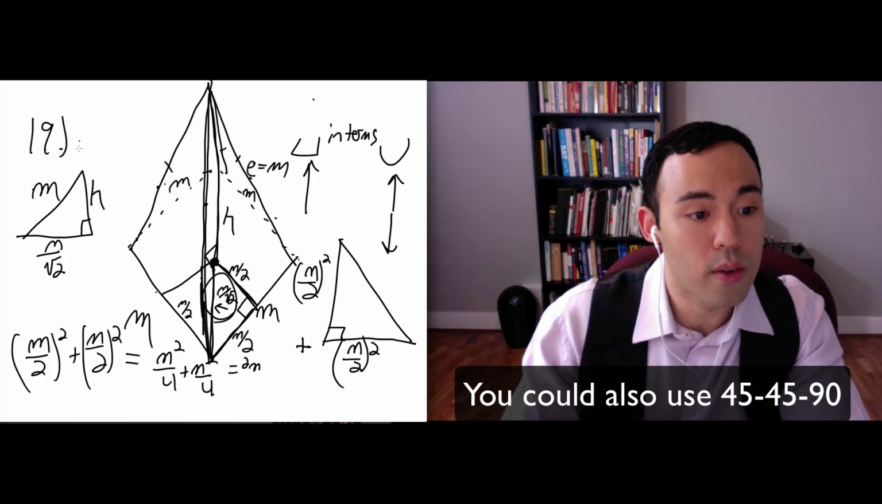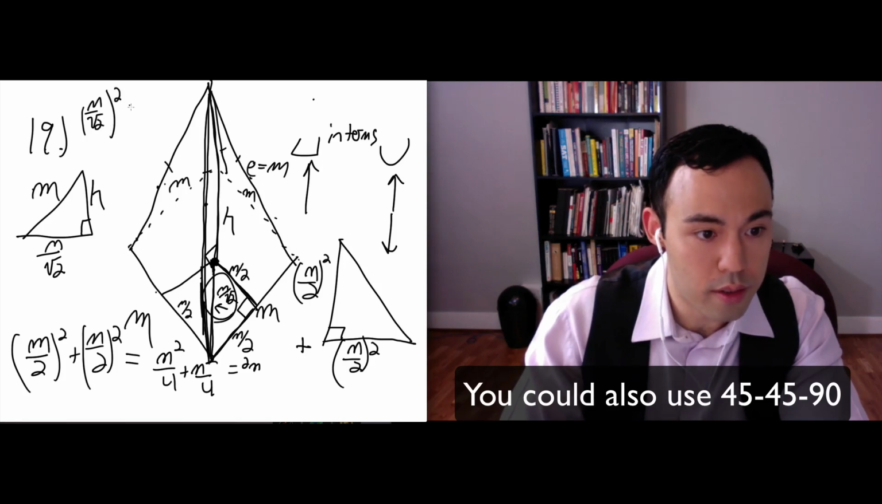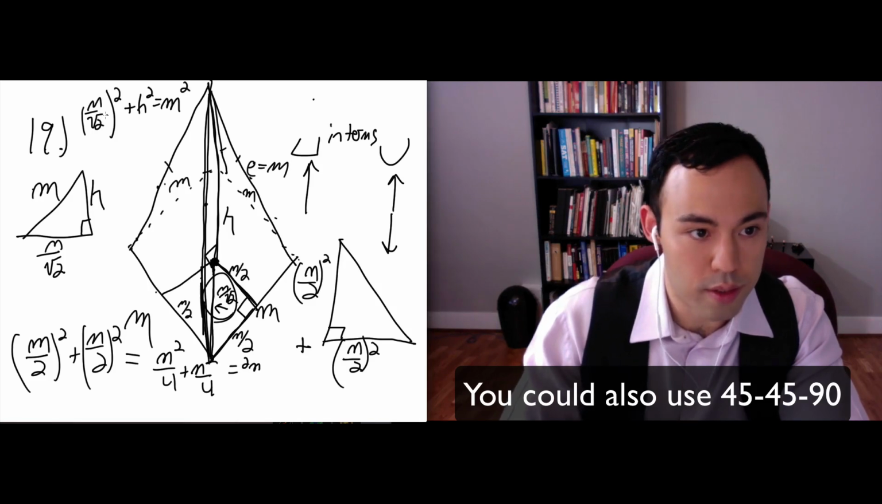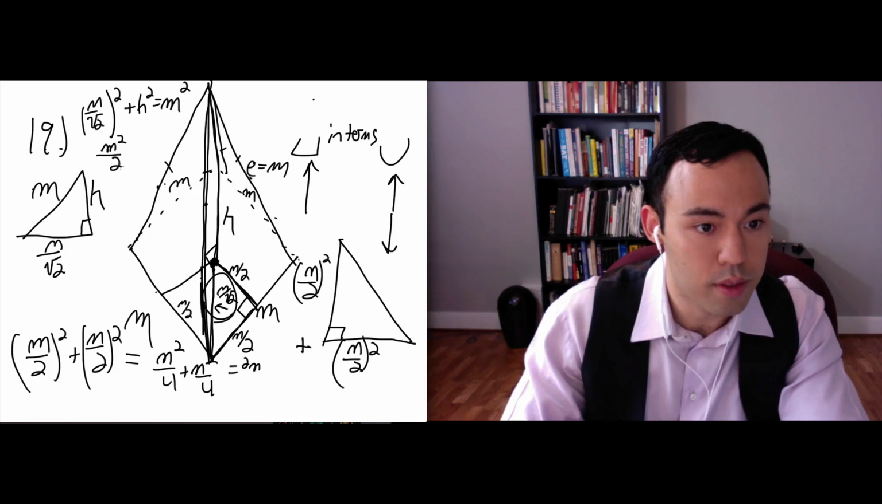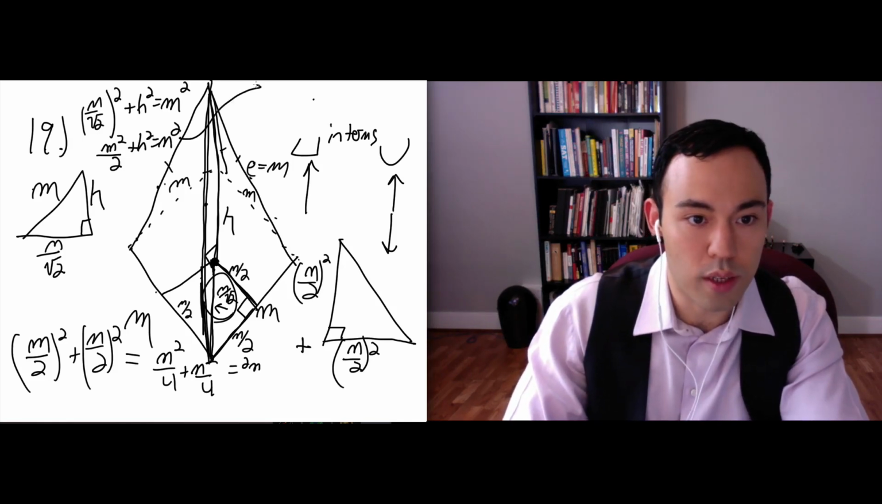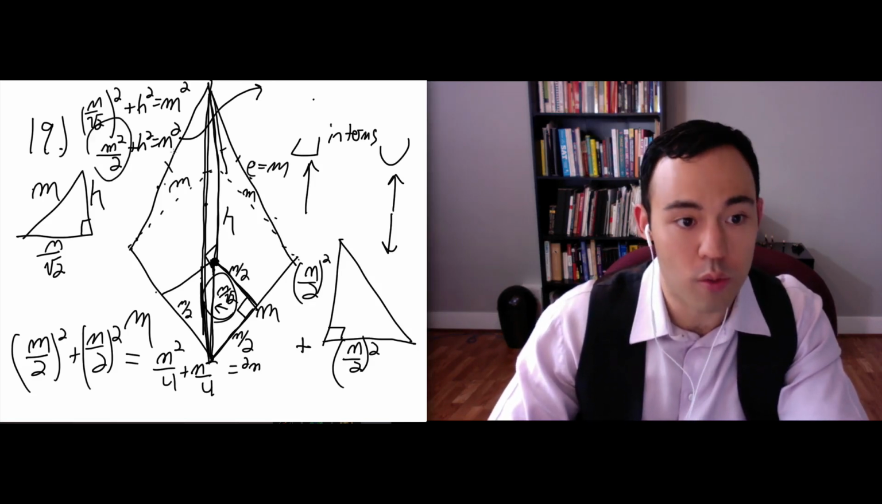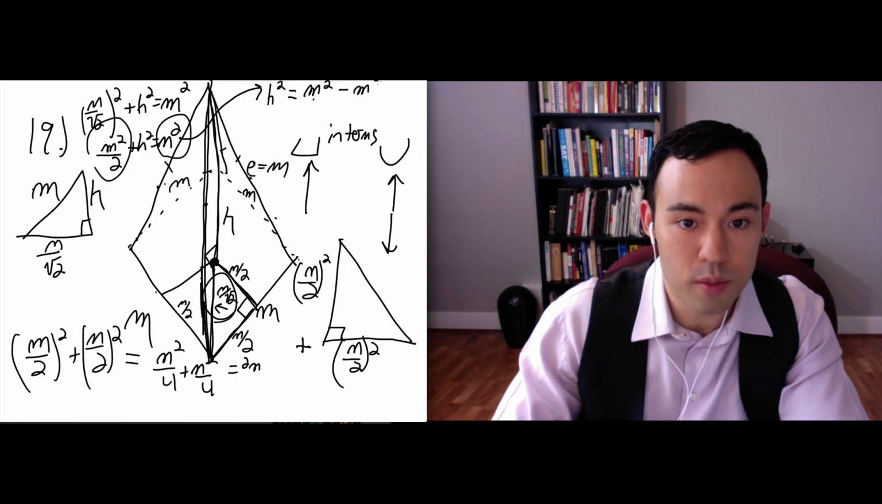Okay, so now bring forth Pythagoras again. I have m square root of 2 squared plus h squared equals m squared. We'll simplify this out. We have m squared over 2 plus h squared equals m squared. Let's go ahead and bring that over here where I have a little bit more white space. Let's subtract the m squared over 2 from both sides of the equation so that we get h squared equals m squared minus m squared over 2.